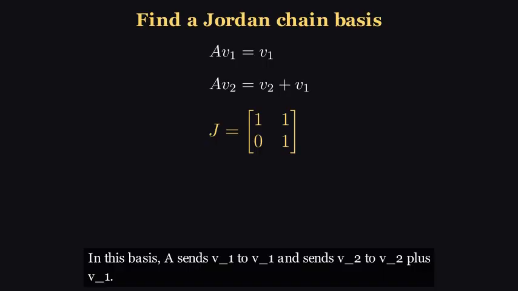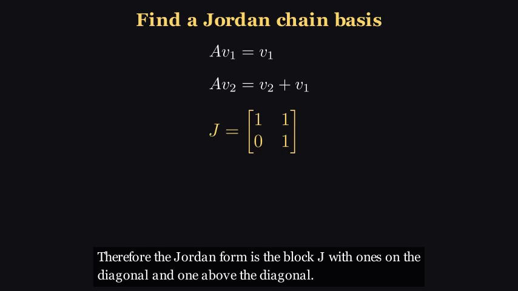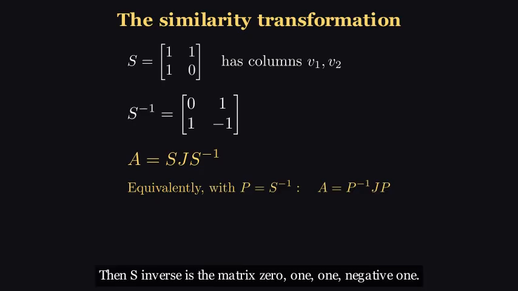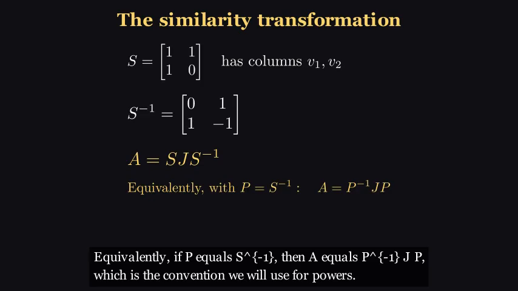In this basis, A sends v_1 to v_1 and sends v_2 to v_2 plus v_1. Therefore the Jordan form is the block J with 1s on the diagonal and 1 above the diagonal. Let S be the change of basis matrix whose columns are v_1 and v_2. Then S inverse is the matrix 0, 1, 1, -1. Using the standard convention, A equals S J S inverse. Equivalently, if P equals S inverse, then A equals P inverse J P, which is the convention we will use for powers.